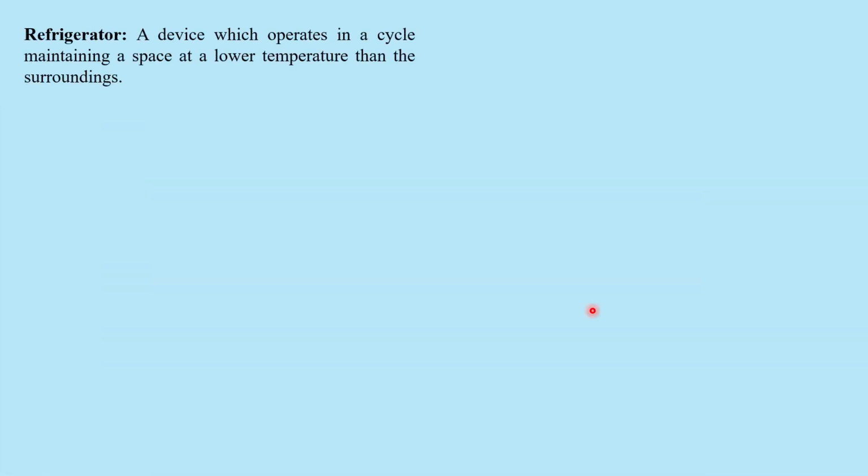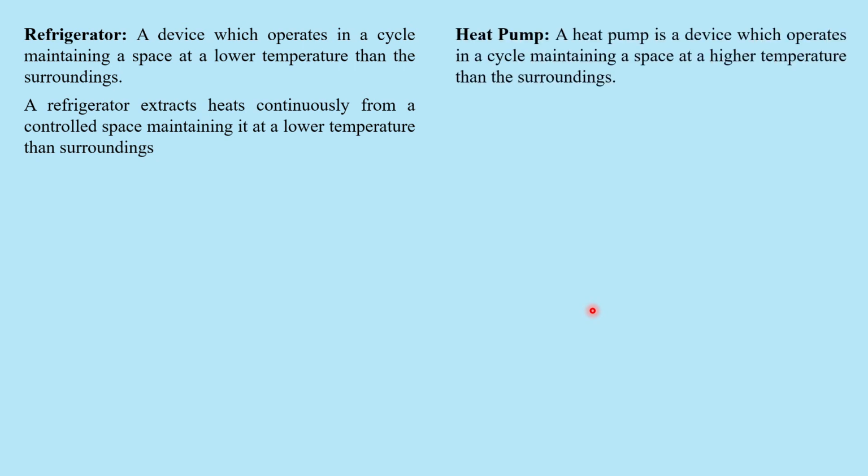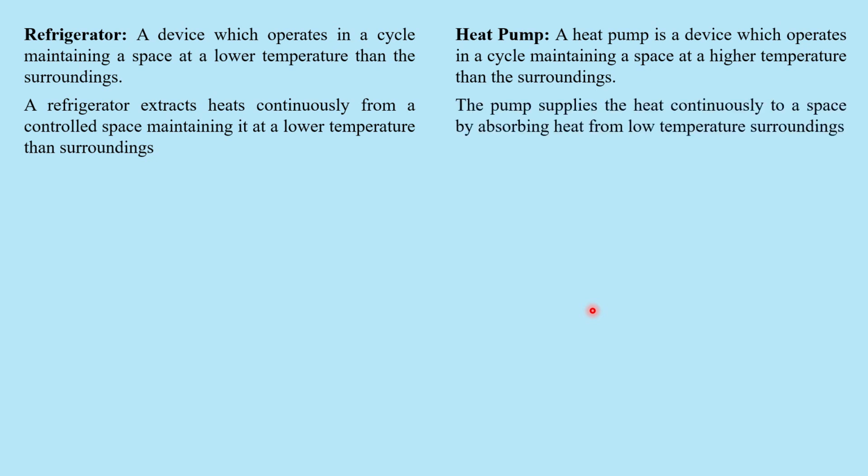Now coming to a refrigerator, a device which operates in a cycle maintaining a space at a lower temperature than the surroundings is called a refrigerator. So a refrigerator extracts heat continuously from a controlled space, maintaining it at a lower temperature than the surroundings. Whereas a heat pump is a device which operates in a cycle maintaining a space at a higher temperature than the surroundings. So the heat pump supplies heat continuously to a space by absorbing heat from low temperature surroundings.